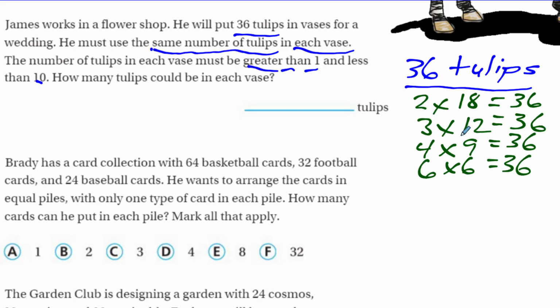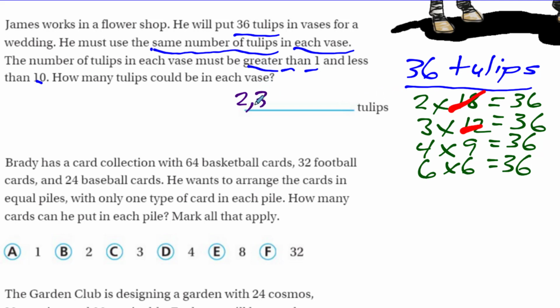Okay. But now there is that condition. It had to be more than 1, right? But it has to be less than 10. Okay. So numbers it can't be then 18, and we can't have 12. Because those number of tulips would be more than 10. So what could we have? Let's take a look. We could have two tulips in each vase. That would mean that we would have 18 vases, right? Because 2 times 18 is 36.